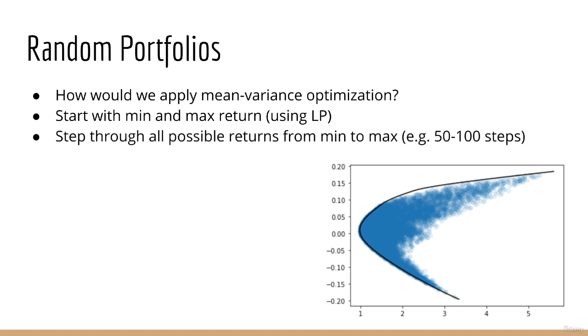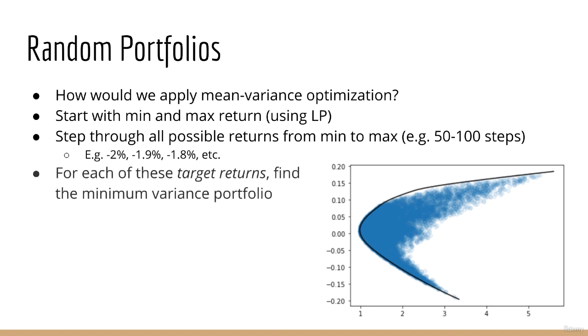Now, let's suppose we take small steps from the minimum to the maximum, say 50 or 100 steps. So for example, we might start at -2% and then go up to -1.9%, -1.8%, and so on. For each of these possible returns, we will consider them the target return. Then, for each of these target returns, we will find the minimum variance portfolio for that return. This will give us the best possible risk level for each of these returns. Basically, you should understand that by doing this, we will draw an outline of this curve.